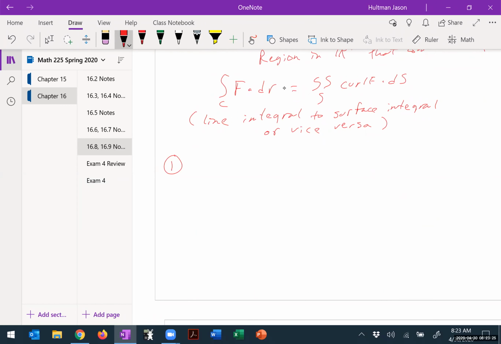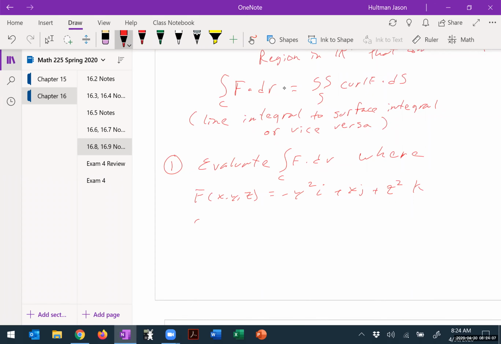We want to evaluate the line integral of F dot dr, where our vector field, our force field, F(x, y, z) equals negative y squared i plus x j plus z squared k. Okay, so that's our force field.